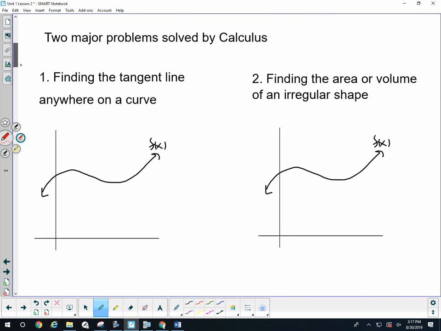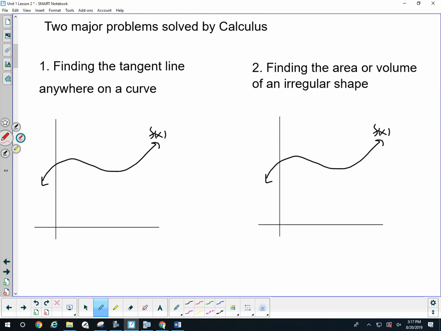Okay? Now, calculus solved two major problems in math. And calculus was discovered in the 1600s by two people separate from one another. They're both credited with the discovery of calculus. One you've probably heard of, Isaac Newton, big in physics, also did math in his spare time. And he discovered how to find the tangent anywhere on any curve, okay? It's been done in other situations, but he gave it a more formulaic approach.